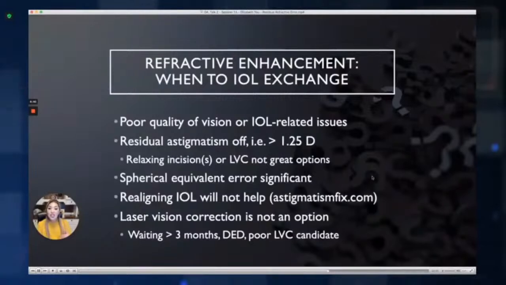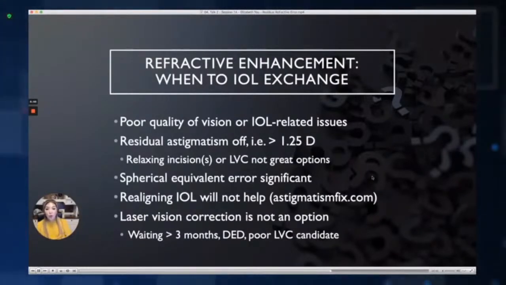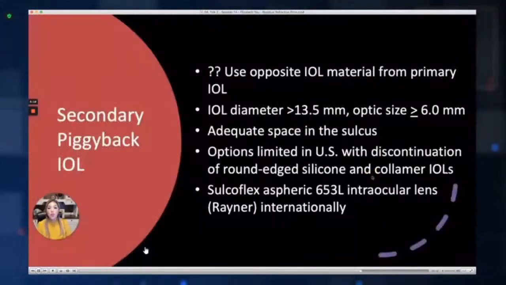A lens exchange should be considered if there is a poor quality of vision or other miscellaneous considerations of functional vision issues, such as negative or positive dysphotopsias. In considering a lens implant in a patient where the refractive error is large and a relaxing incision or a laser vision correction is not an option, or realigning the patient isn't an option. And then lastly, if that patient is not a good candidate for laser vision correction, whether they cannot wait greater than 3 months, dry eye disease, or they're just a poor candidate in general.